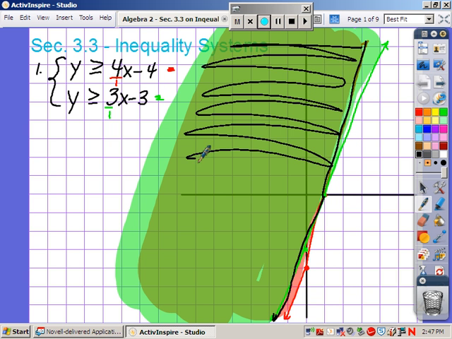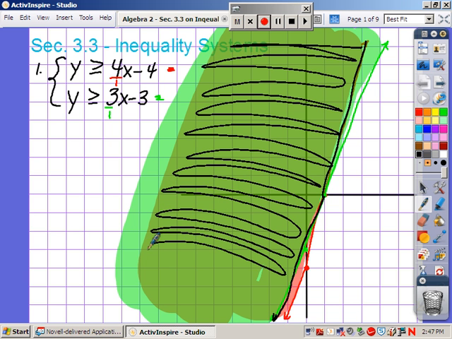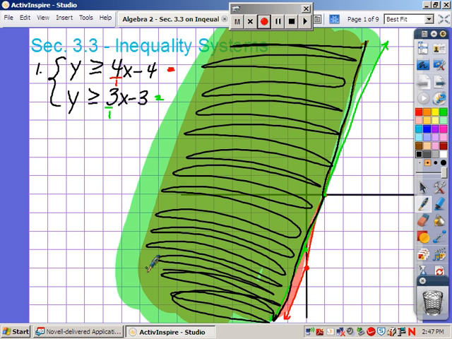This one's really weird because it's not what you'd expect. Most of the time you'd expect the shading overlap to be in between the two lines or something. But this one, the inequalities are very similar, so you end up with a whole lot of overlap in solution. And the only place where there is not an overlap is in between the two lines.